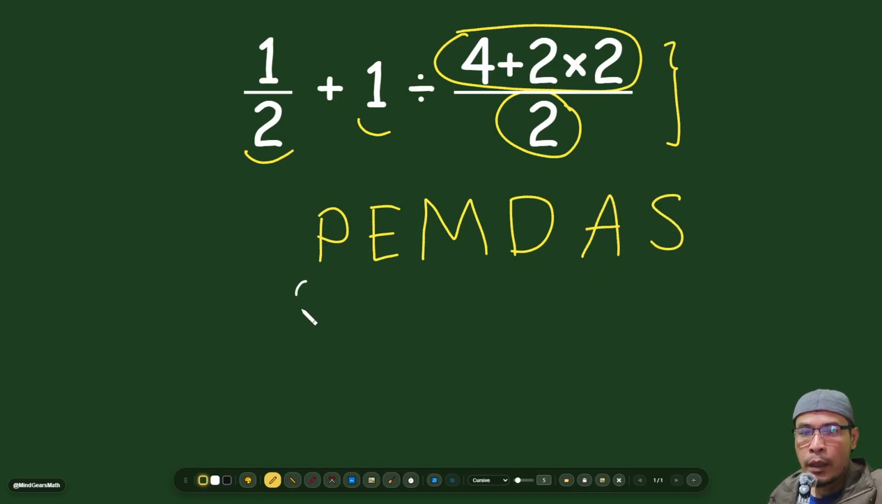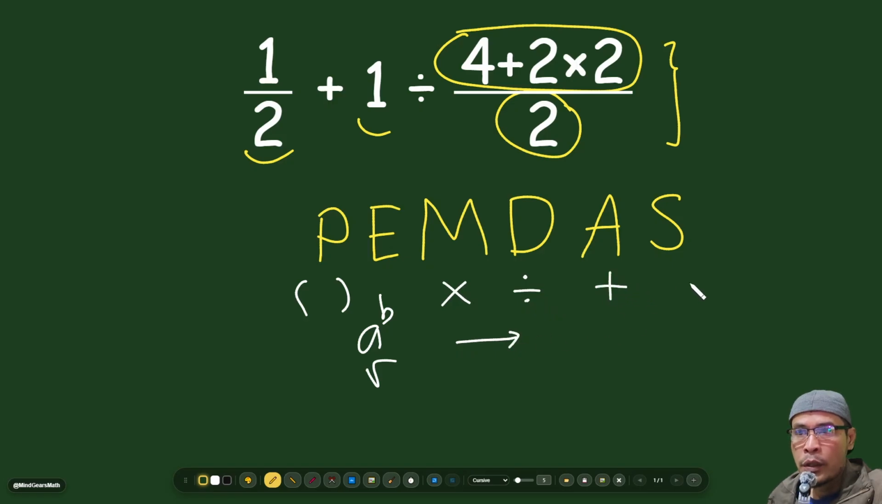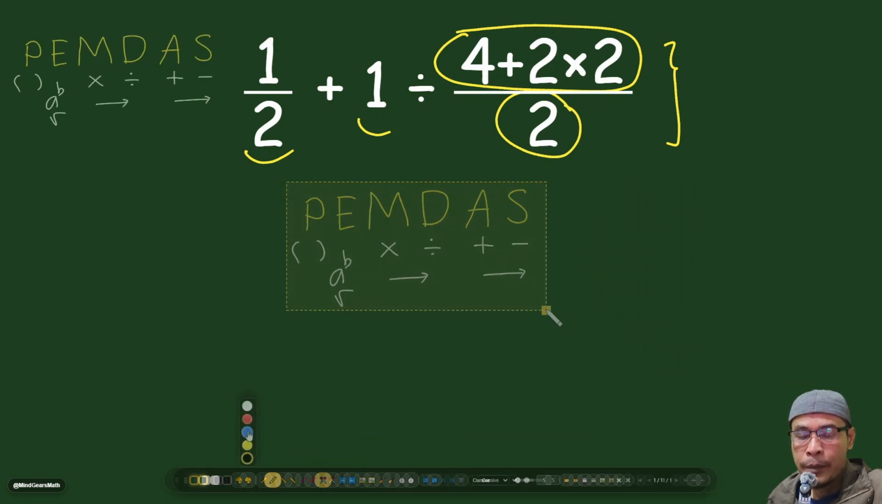Let's review PEMDAS quickly. P, parenthesis first. And remember, a fraction bar also counts as grouping, so the top and bottom behave like they are inside invisible parentheses. E for exponents. M and D, multiplication and division, equal partners, left to right. And then A and S, addition and subtraction, equal partners, left to right also. That's the whole rule. Now let's use it.